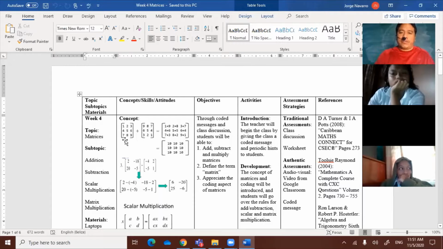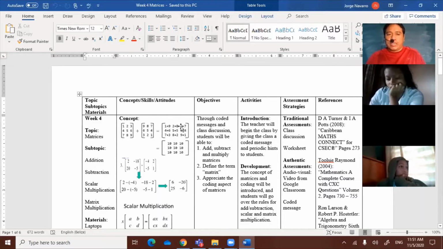So notice here, the first one, it says it has a 3 by 3 added to a 3 by 3. So the 1 is added to the 9, the 2 is added to the 8, the 3 is added to the 7, the 4 is added to the 6, the 5 is added to the 5, the 6 is added to the 4, the 3 is added to the 7, the 8 is added to the 2, and the 9 is added to the 1, giving you all tens there.